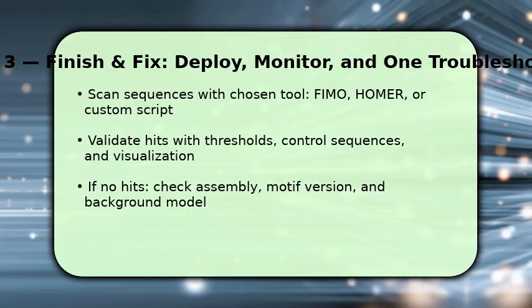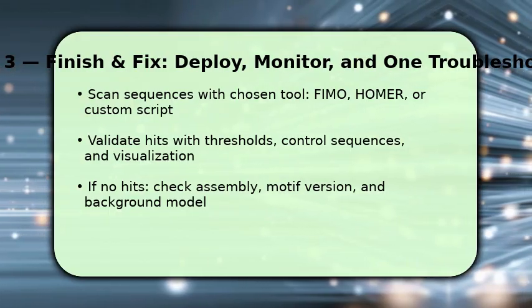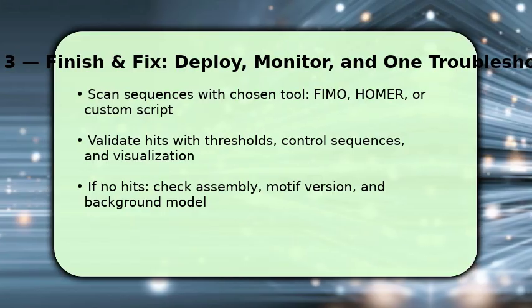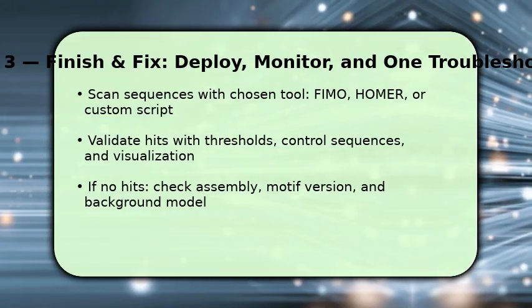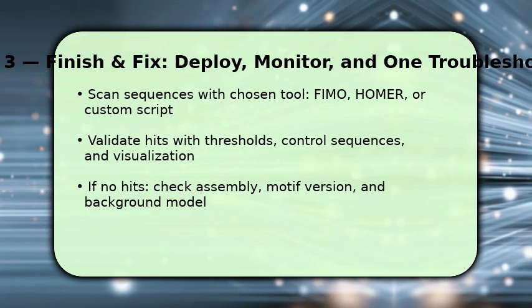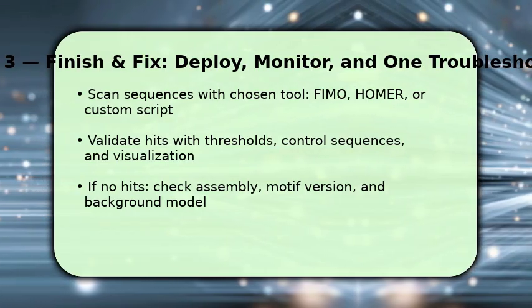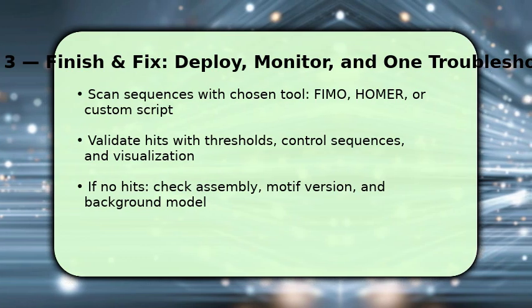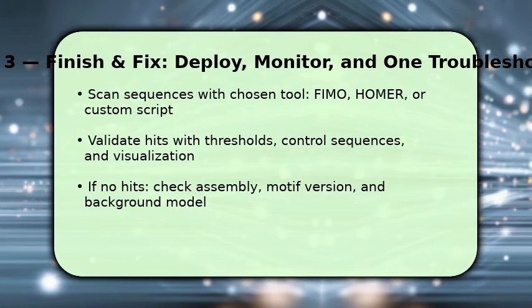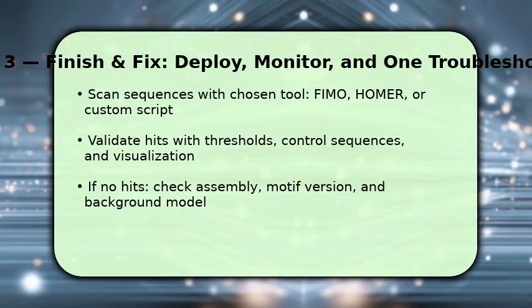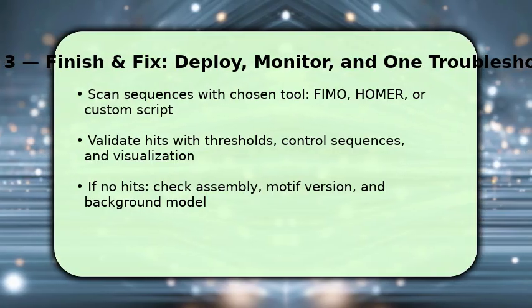Then visualize motif occurrences in genome browsers or aggregate signal around peaks to confirm biological relevance. If results look wrong, make sure the genome assembly matches your coordinate system. Check that you used the curated motif version and adjust the background model. These fixes resolve most mismatches and missing hit issues quickly.